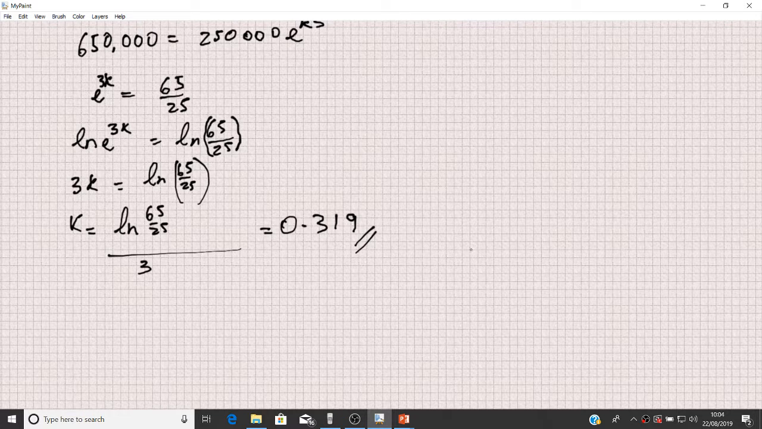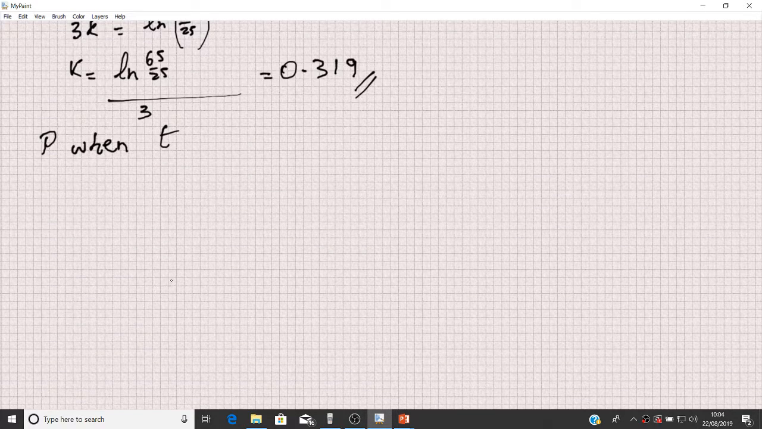Now the final part of this problem, we need to predict what the population will be. So we're looking to find the population when t is 10. So after 10 hours, we can use the model to predict the population, given now that we know A and we know K. So P equals A, which is 250,000, times e to the power of 10 times our K, which we found to be 0.319.